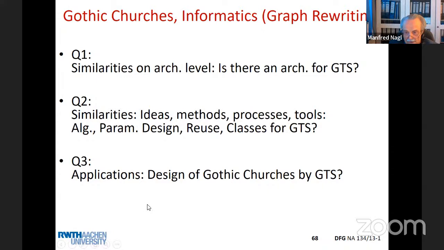The second question is, can what we have shown here, the similarities of ideas, methods, processes, tools for algorithmic parametric design, reuse design, design of classes, also be used for graph transformation systems? This is another question, and I do not think that many people have thought about this problem. Can we support the design of graph transformation systems by these ideas?